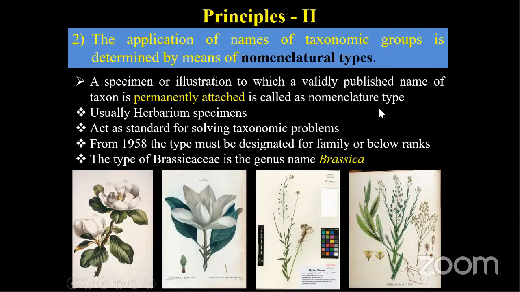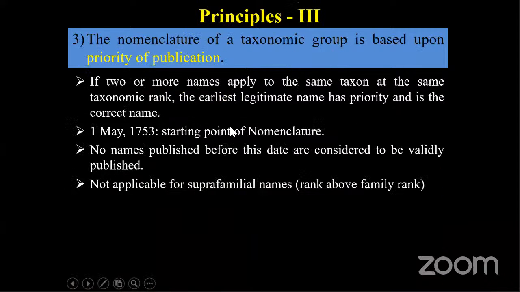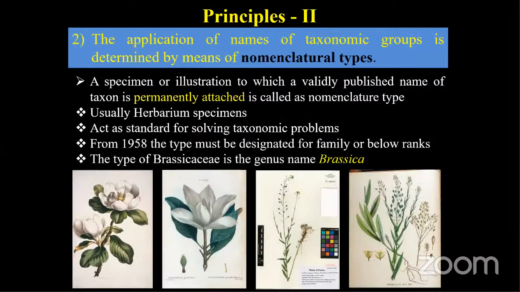Usually it is a herbarium specimen, and it also acts as a standard for solving taxonomic problems. Say, for example, when we are talking about any particular plant, you might know that mango has the botanical name Mangifera indica. You might have the question: why is this mango called Mangifera indica, why is it not called Azadirachta indica, why is it not called Cocos nucifera?